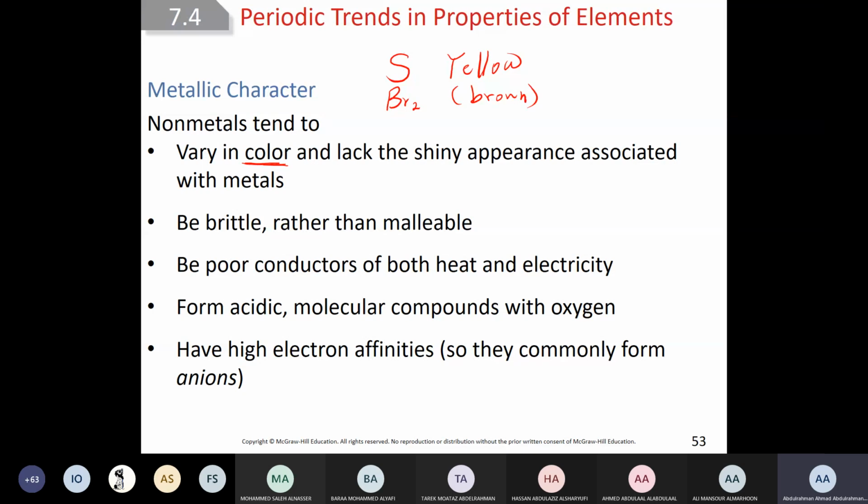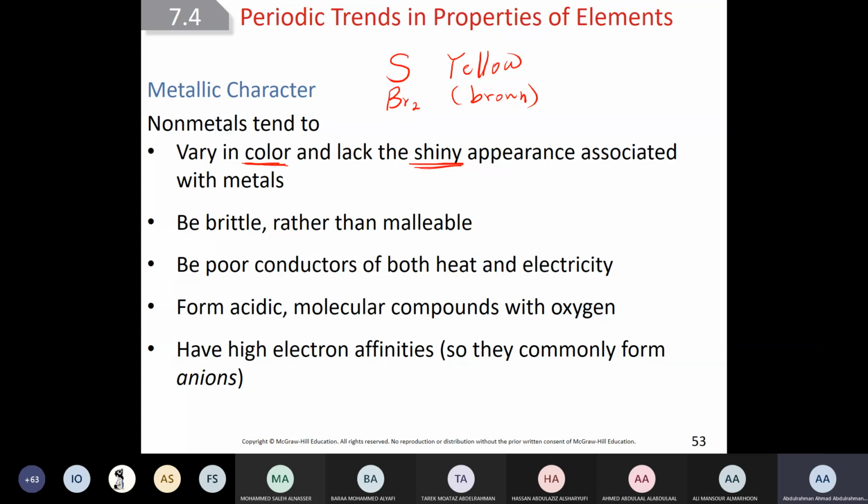And so on and so forth. They are usually colored. Okay? They lack a shiny appearance. Are they shiny? Can you reflect the sun on them? No. Okay, not like metals.